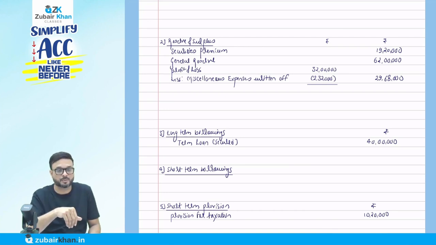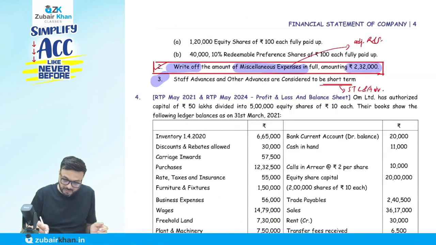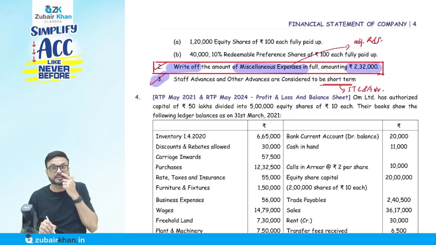Obviously we have to reduce the profit. It's an expense here. Okay, now this point number 2 is done. 3 is also done. Now we have covered the staff advances and other advances.